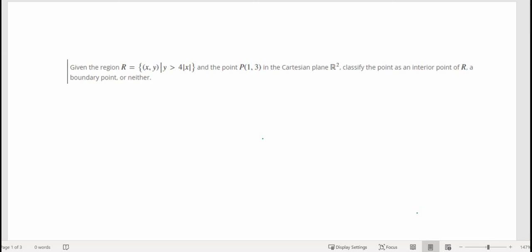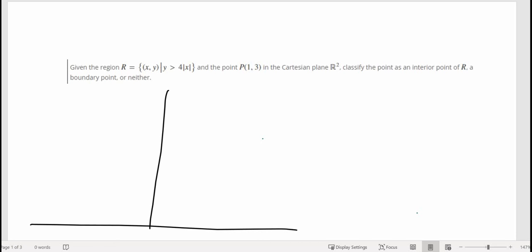All right, so let's say we've got this region, x, y is all the ordered pairs such that y is greater than 4 times the absolute value of x, and then we pick this point (1, 3) and ask, is that a boundary point, an interior point, or neither one?